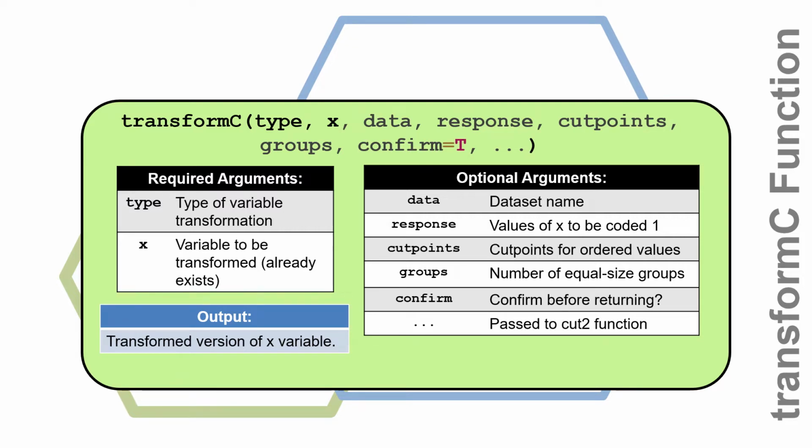The transformC function doesn't create a new variable automatically. To create a new variable, you assign the function's output to a new object or add the function's output to an existing dataset. To see how to use the transformC function, let's work through some examples together.